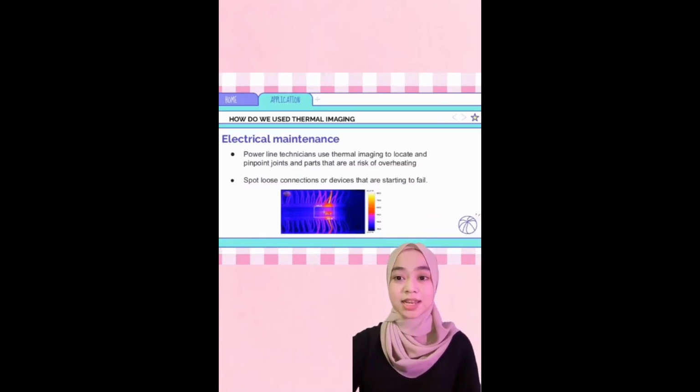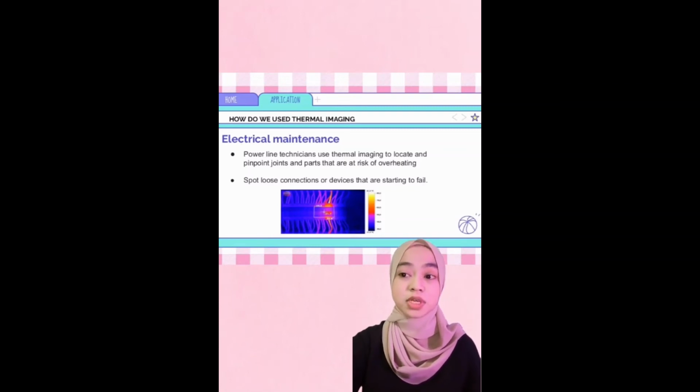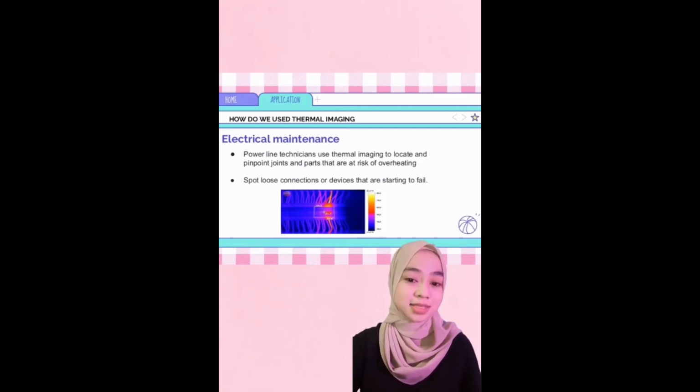First of all, electrical maintenance uses for thermal imaging are very extensive. For example, power line technicians use thermal imaging to locate and pinpoint joints and parts that are at risk of overheating as they are already emitting more heat than the stronger sections. They can also help spot loose connections or devices that are starting to fail.